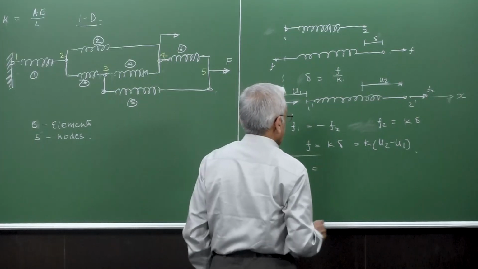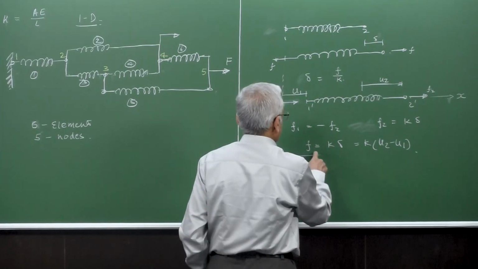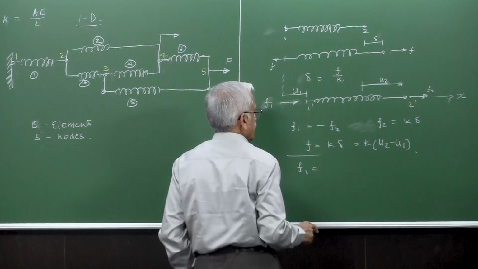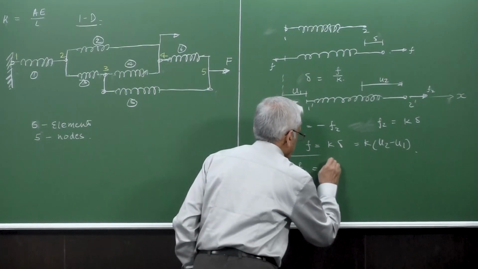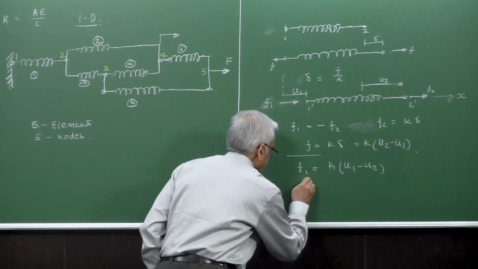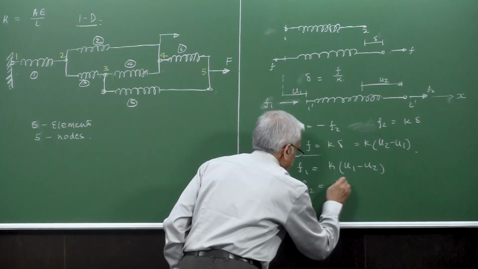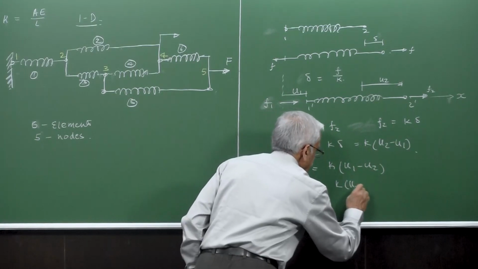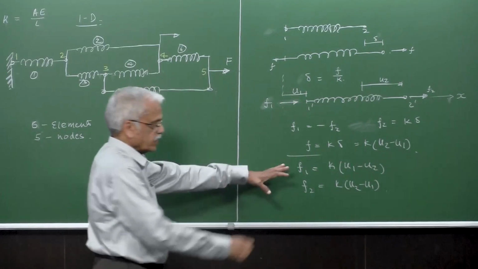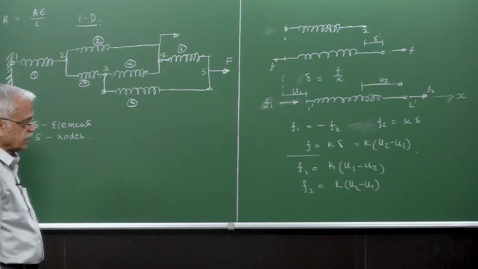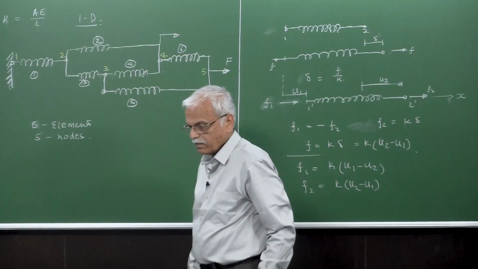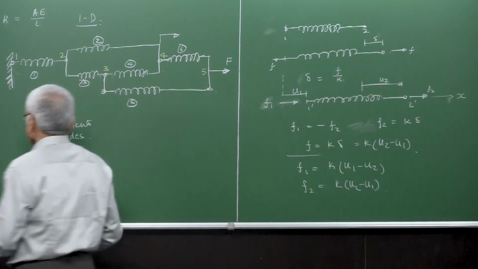And now let's write it as F1 is equal to minus F2, and F2 is K delta. So we have F1 is equal to K times (U1 minus U2), and F2 is K times (U2 minus U1). Okay, so now everything is put in the basic reference direction. So F1 and F2, let's put them in the basic reference direction.